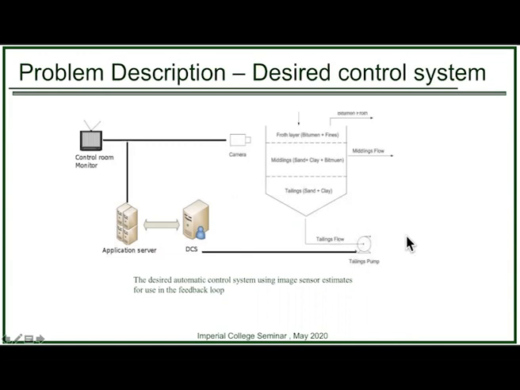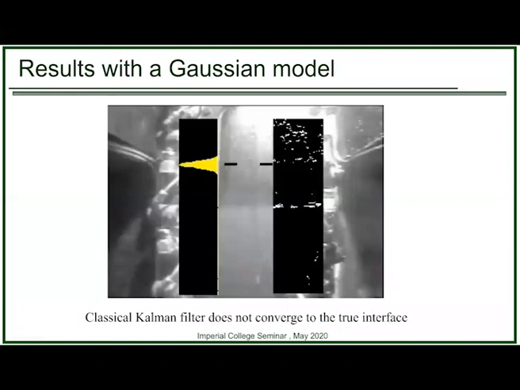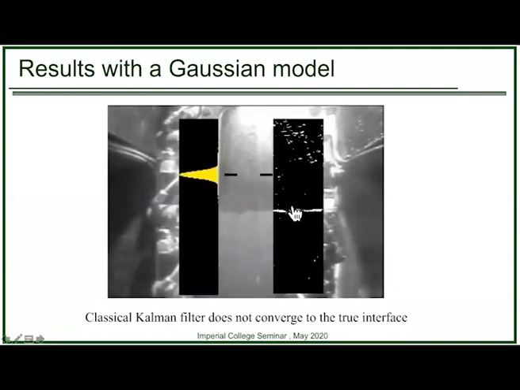Okay. The end result, if I can say this early before showing the result, was a robust and successful image-based soft sensor. We first tried a classical Kalman filter. Here is the actual interface, side glass view that you see. Here is the black and white converted image. And we feed this information to a Kalman filter. Because the Kalman filter assumes Gaussian process noise, it was not able to converge to the right interface level.